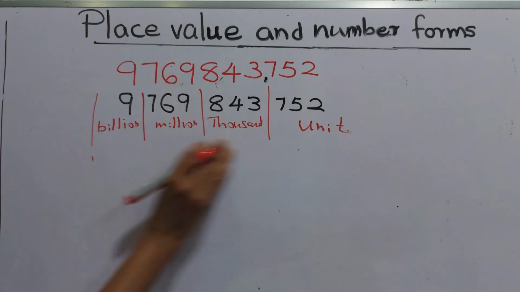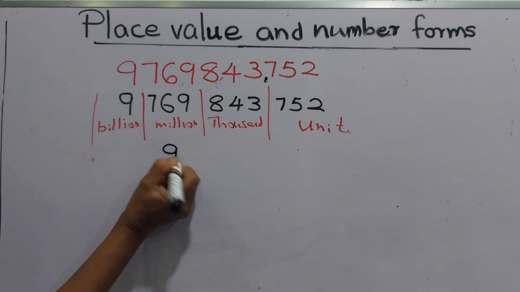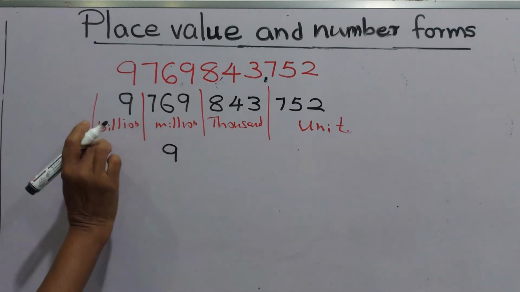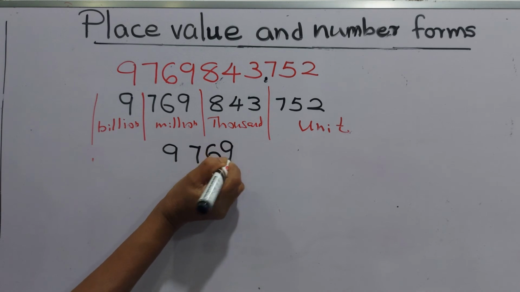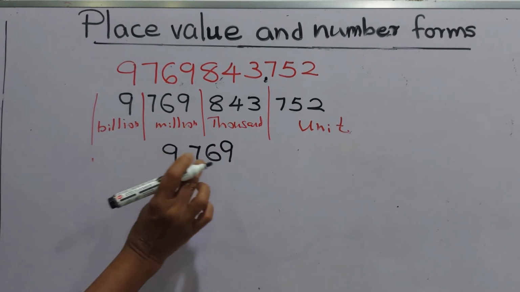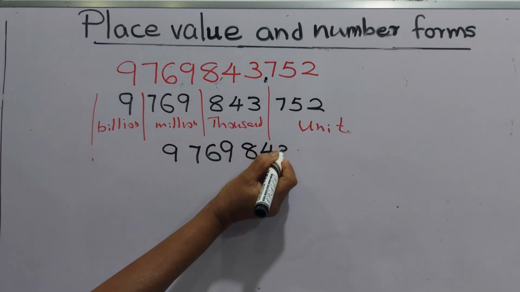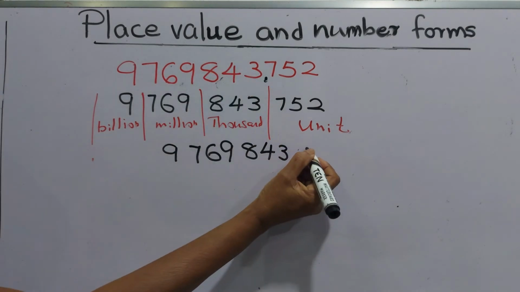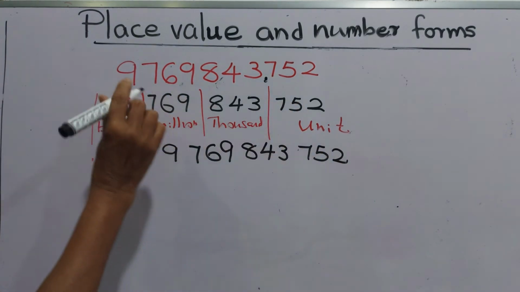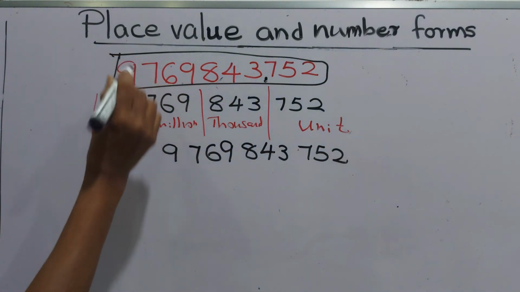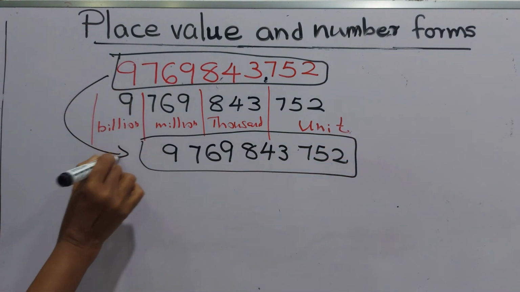Now we are going to write this number in standard form. In standard form, 9 in billions zone, that means 9 billion. 769, that is in millions zone, 769 million. 843, that is in thousands zone, and 752, that is in unit zone. Now this number is in general form. Now we make it into standard form. This is the standard form.